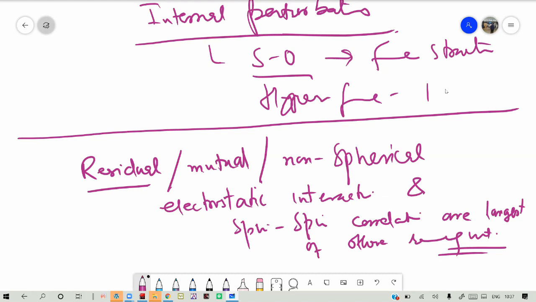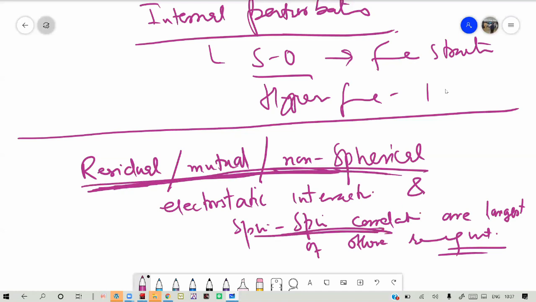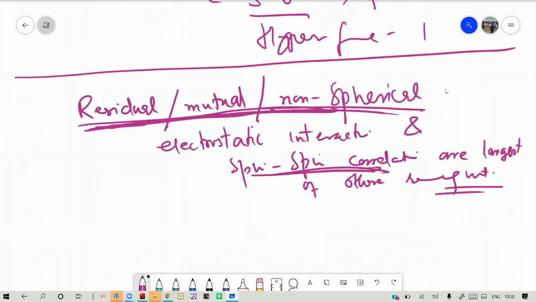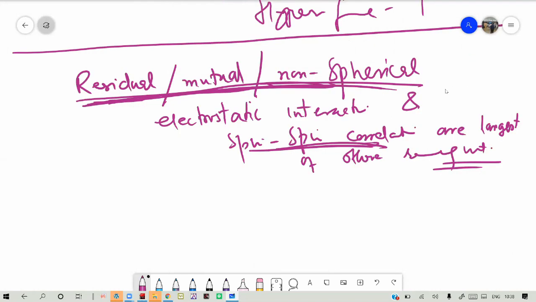That means the energies due to these interactions, the spin and the residual mutual non-spherical electrostatic interactions, have a significant effect on the energies of the electrons. The value of these energies is large compared to the other contributions I have already told you about. This happens especially for atoms with low atomic number, lighter atoms, mainly the lighter ones.